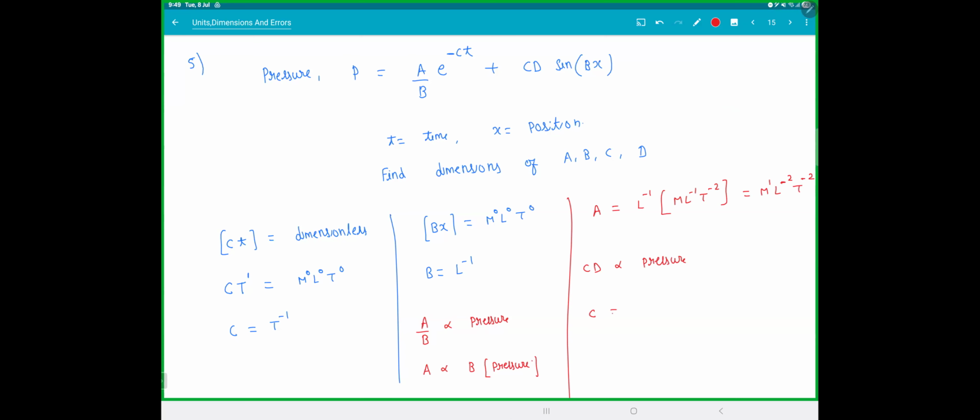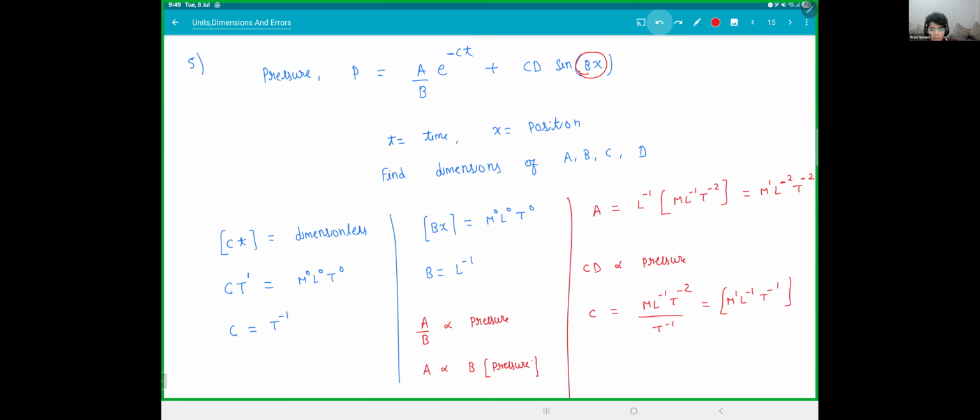So D's dimensions must be pressure by C. C is T power minus 1, so it goes that side. ML minus 1 T minus 2 by T minus 1, M1 L minus 1 T minus 1. Check. Clear with this? So A by B must be pressure, CD must be pressure. E power minus Ct is dimensionless, so C must be 1 by time. Bx must be dimensionless, so B is 1 by length. So that is how you do. From here you get B's dimension, put that in this, you'll get A. From Ct you'll get C's dimension, put this here and you'll get D. So that is how you solve this thing.